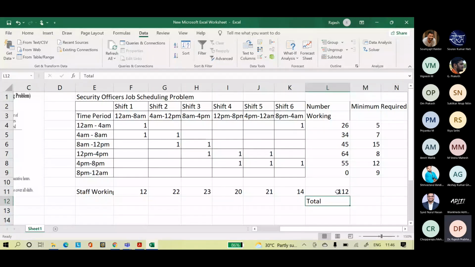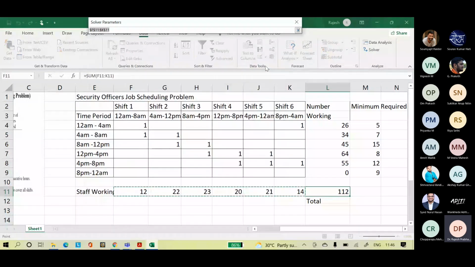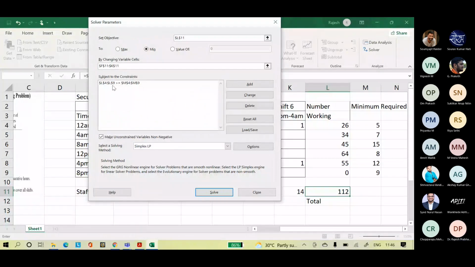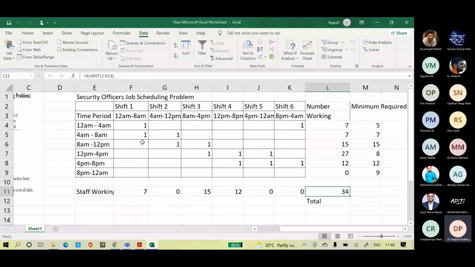Now let me solve. Solver, L2 cell, minimization by changing these cells. Yeah, you got the problem? Yes.